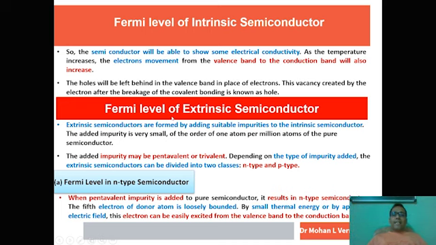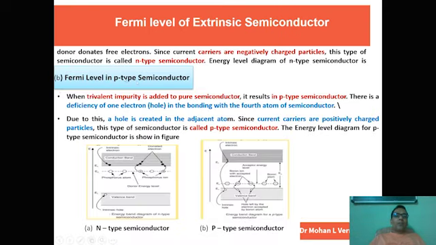Now the Fermi level of extrinsic semiconductors. Extrinsic semiconductors are divided into N-type and P-type semiconductors, depending on the impurity added. If a pentavalent impurity is added, we have N-type semiconductors, and when a trivalent impurity is added, we have P-type semiconductors. In N-type semiconductors, electrons are the majority charge carriers, and in P-type semiconductors, holes are majority charge carriers. With thermal excitation, the conductivity of electrons and holes increases.